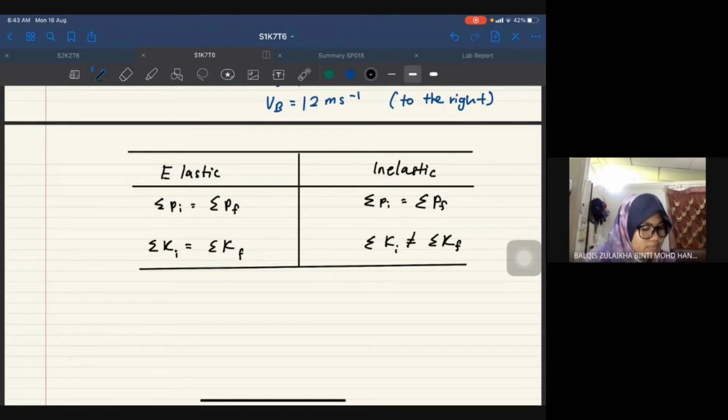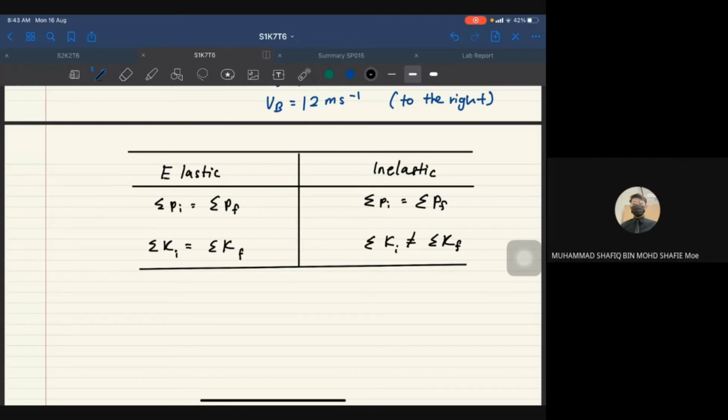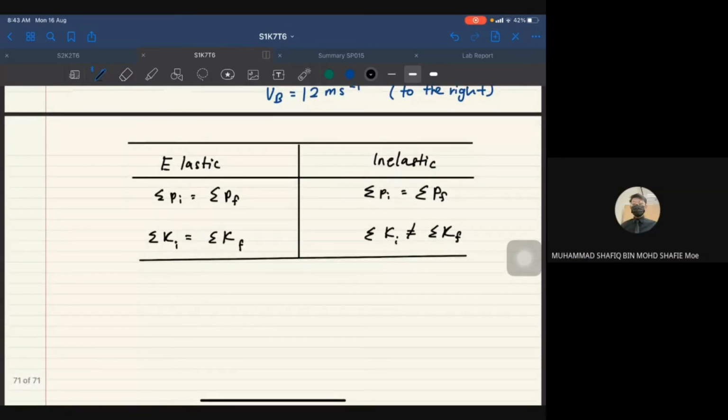Okay, I might have to double check. Dah lama saya tak ni. Kadang-kadang saya pun tukar. Tapi rasa betul. And Baki pun cakap betul. Elastic is equal, inelastic is not equal. Okay, correct. Betul, sir. Okay, right, good. Okay, so if you guys still remember, what is the formula for kinetic energy?